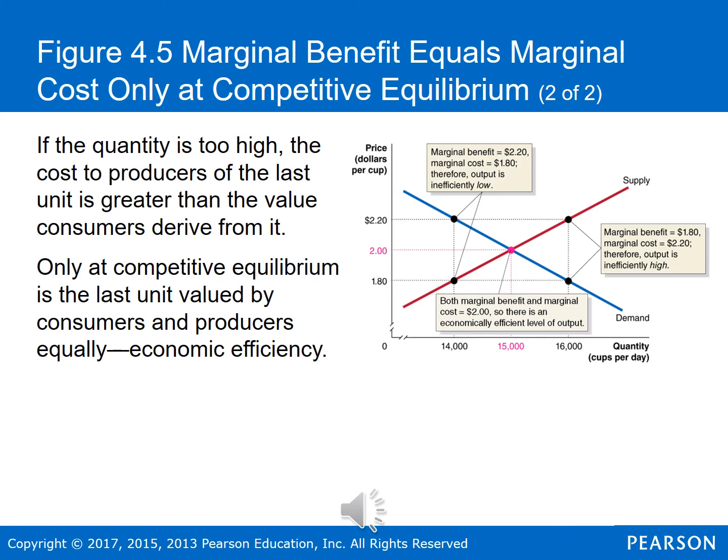Only at the competitive equilibrium is the last unit valued by consumers and producers equally, which is what we call economic efficiency. Every trade that can take place at that value does take place, where consumers and producers are both willing and able to trade at $2.